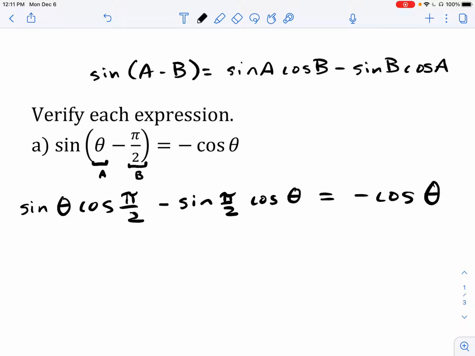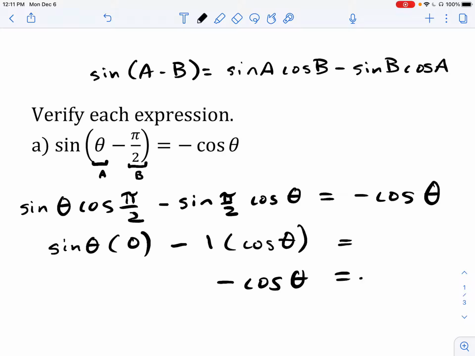We know the cosine of pi over 2 is equal to 0. So sine of theta times 0 is going to be equal to 0. Sine of pi over 2 is equal to 1. So we've got minus 1 times cosine of theta. Anything times 0 is just 0. So we've got negative cosine of theta is equal to negative cosine of theta. So it's a pretty straightforward verification there.